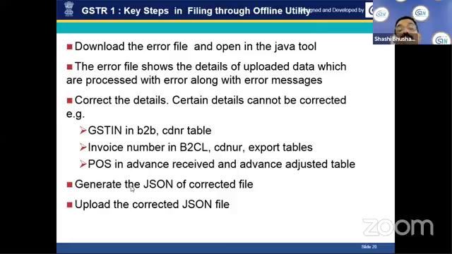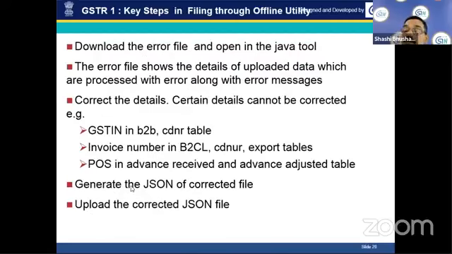So if the system is not allowing you to change these fields, you have to reject these entries, delete these entries, and upload fresh entries with the correct GSTIN, invoice number and POS. Now, if you have made these changes, you have deleted these line items. Anyway, these were not there. If you have modified these fields and corrected the values, you can again generate the correct JSON and upload the corrected JSON file.